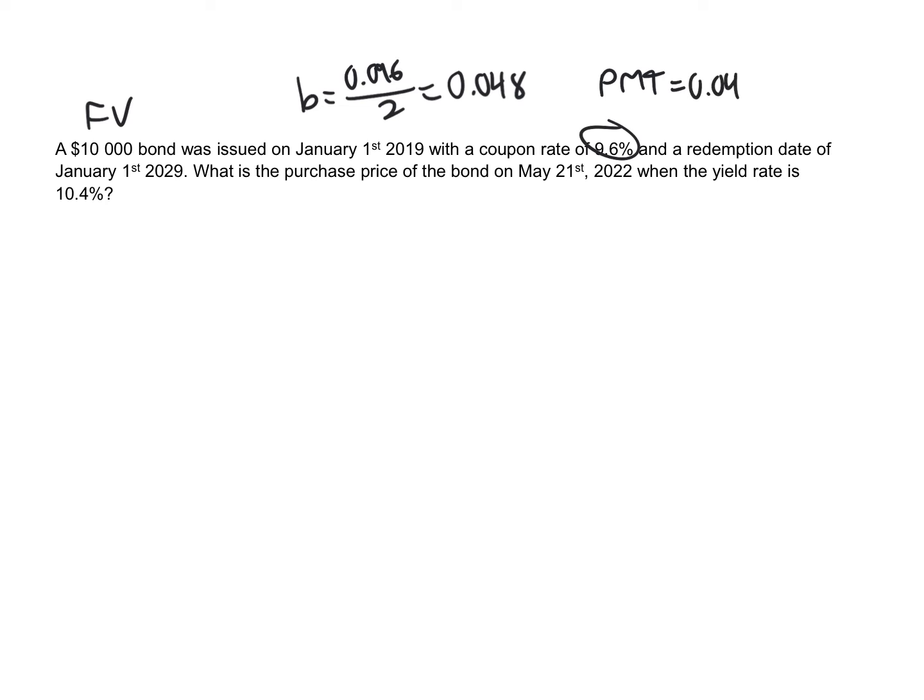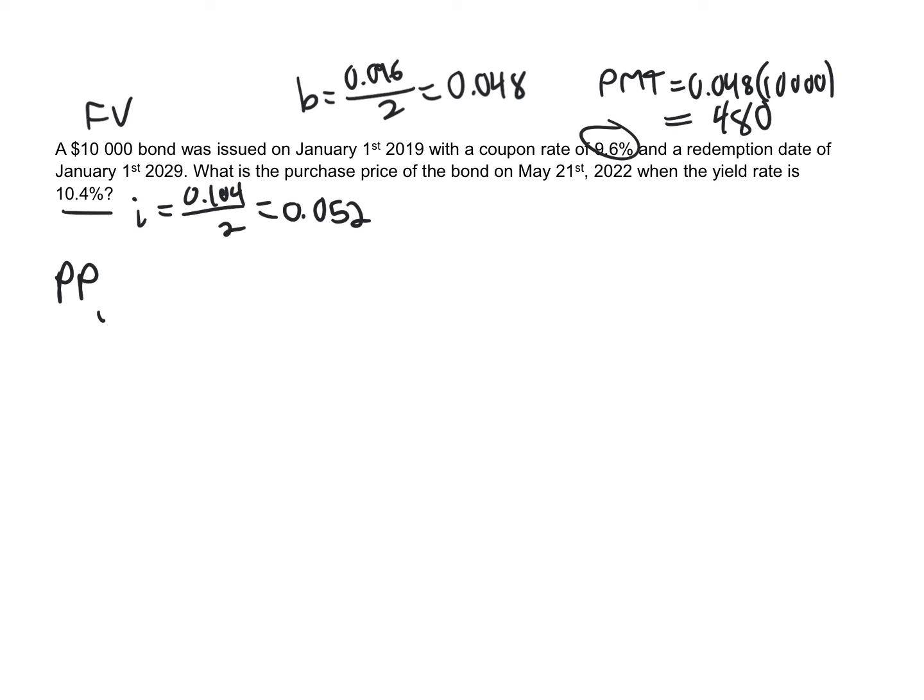So 0.048 times 10,000 equals 480. Our 10 gives us our I. 0.104 divided by 2 is 0.052. Now we can calculate the purchase price on January 1st, 2022.